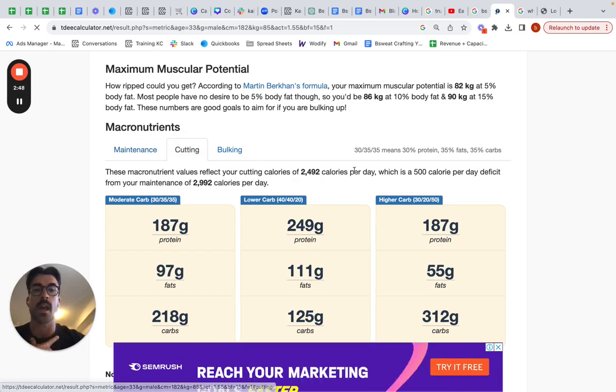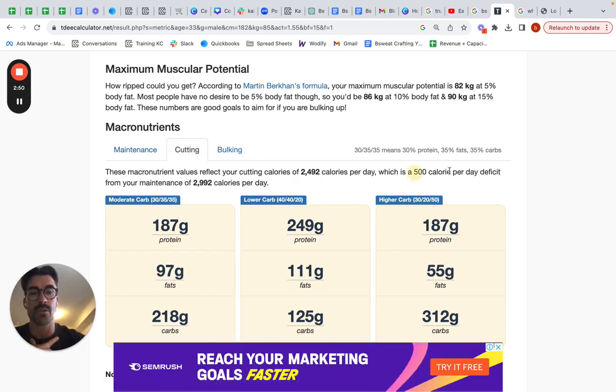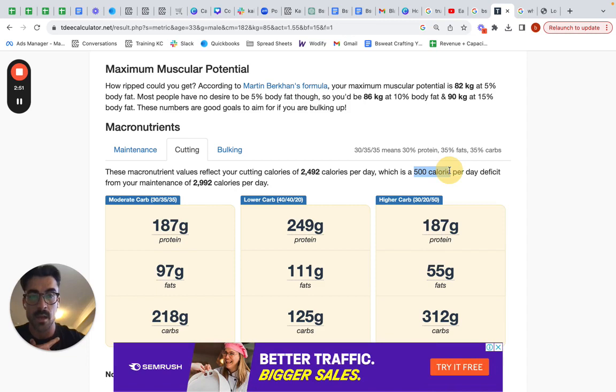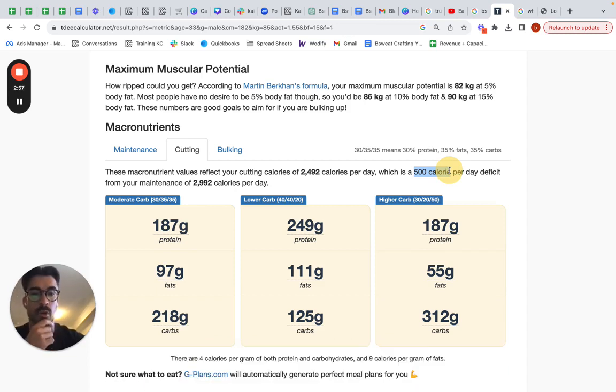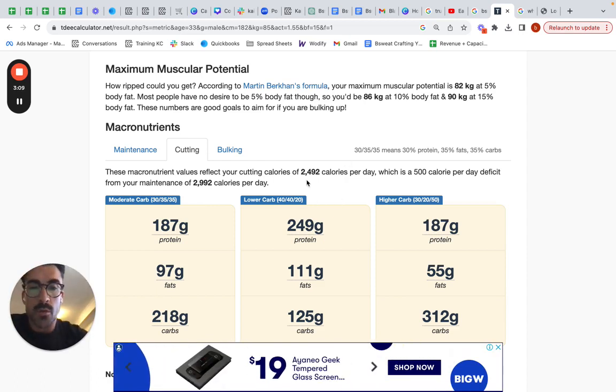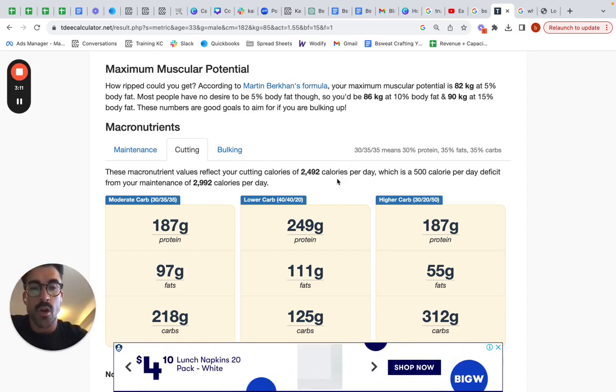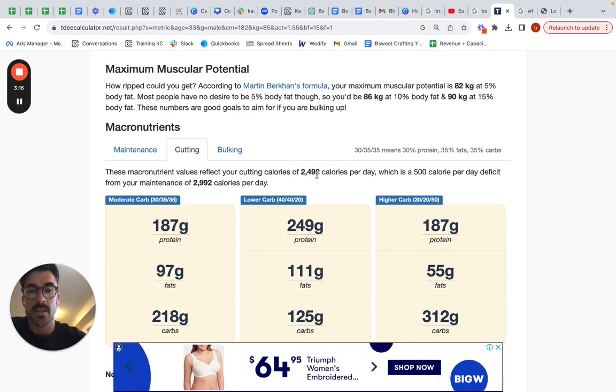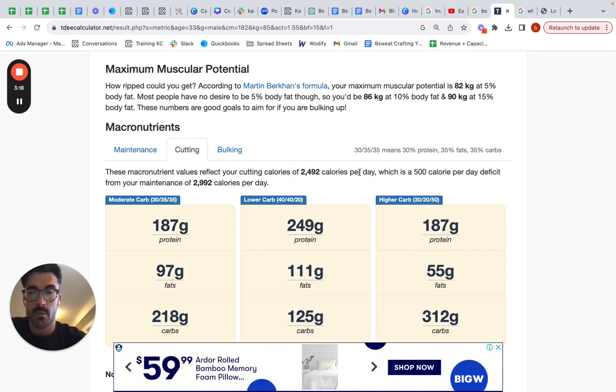So we click cutting, and what it's going to do is put you into a 500 calorie deficit every single day, which is not too drastic. It is on the aggressive approach, but it's nothing too crazy, all right? And that's going to lead to potentially anywhere from 0.25 to 0.5 kilos of body fat loss a week. Now, that has changed my total calories to 2,492 calories per day. So training 5 days a week, if I eat 2,492 calories, I am going to drop weight.